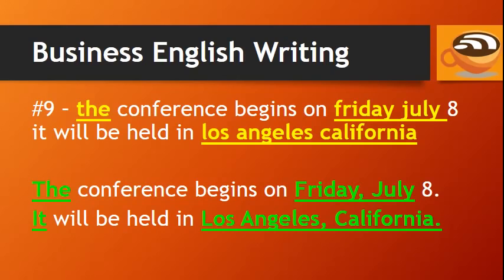So the correct way to write the sentence is like this. The conference begins on Friday, July 8th. It will be held in Los Angeles, California. We capitalize the first word of each new sentence, the day of the week, Friday, the month, July, and the city and state, Los Angeles, California.